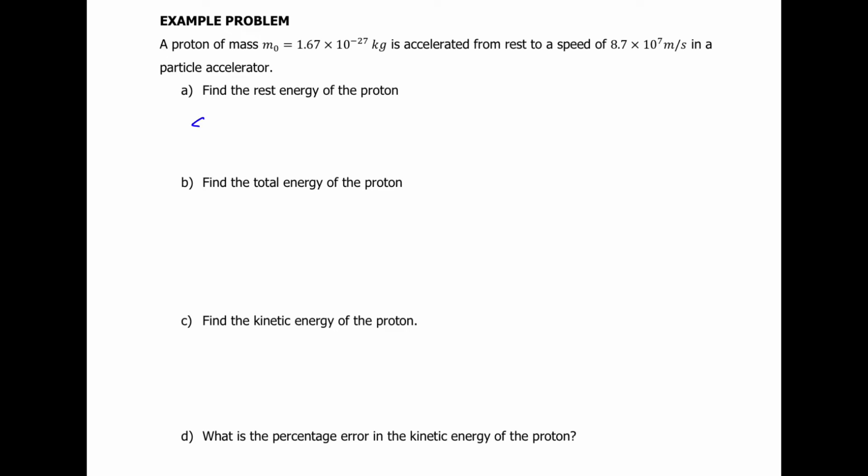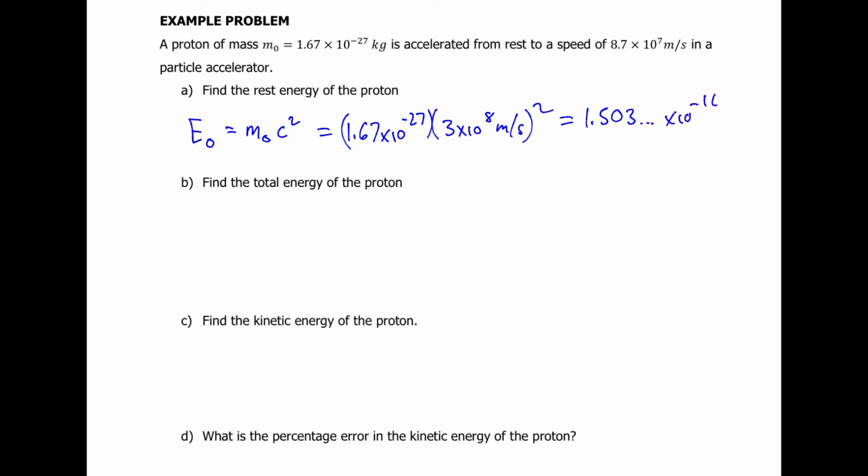Rest energy is E naught. That's m naught c squared. And so we get 1.67 times 10 to the minus 27th multiplied by c squared, 3 times 10 to the 8th meters per second, all squared. And we get this kind of small number, 1.5 times 10 to the minus 10, and it's joules in energy.